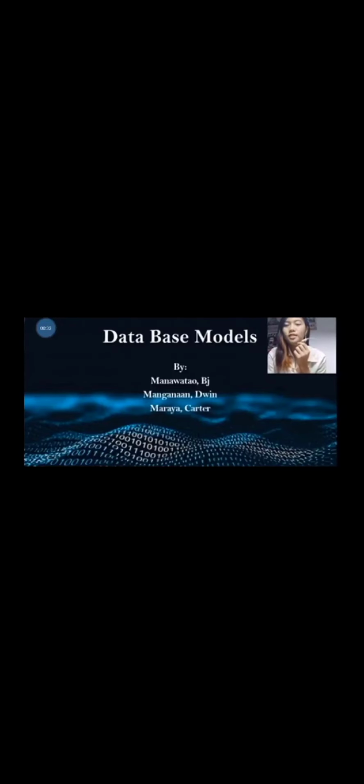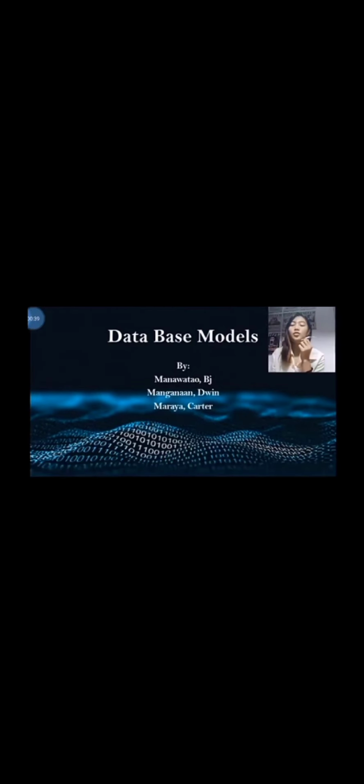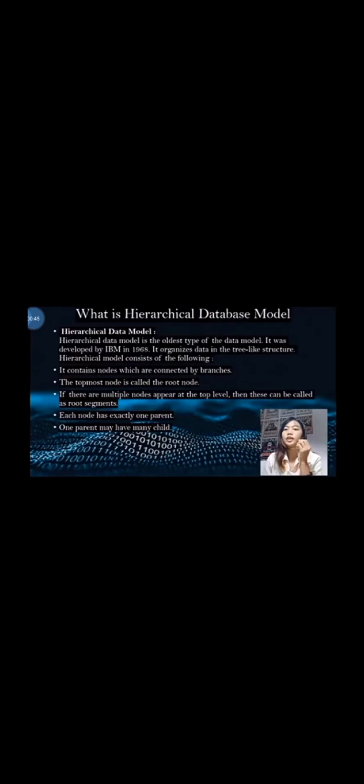Good day, everyone. We are going to talk about the database models. There are two types of database models, which are the hierarchical data models and the network data models. The hierarchical data model is the oldest type of data model, and it was developed by IBM in 1968.